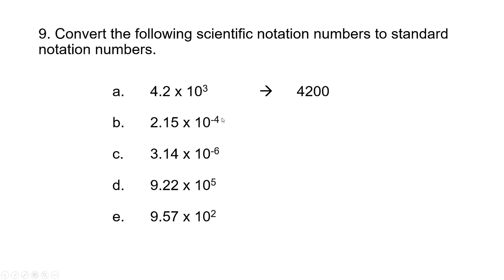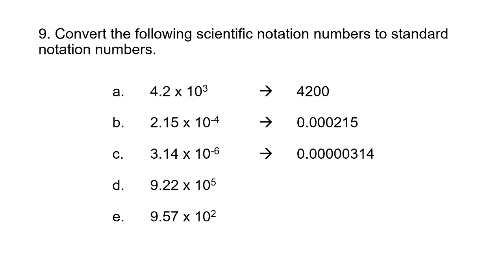In this case, I have a negative exponent. It should be a number that's smaller than the number we see there. So I'm going to move it 4 places to the left. I would have 0.000215. Same thing, very small number. I would have decimal, 5 zeros, 314.